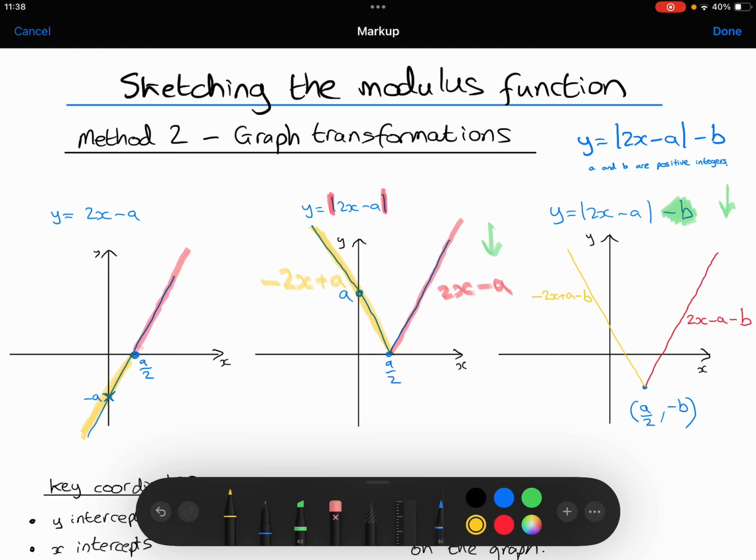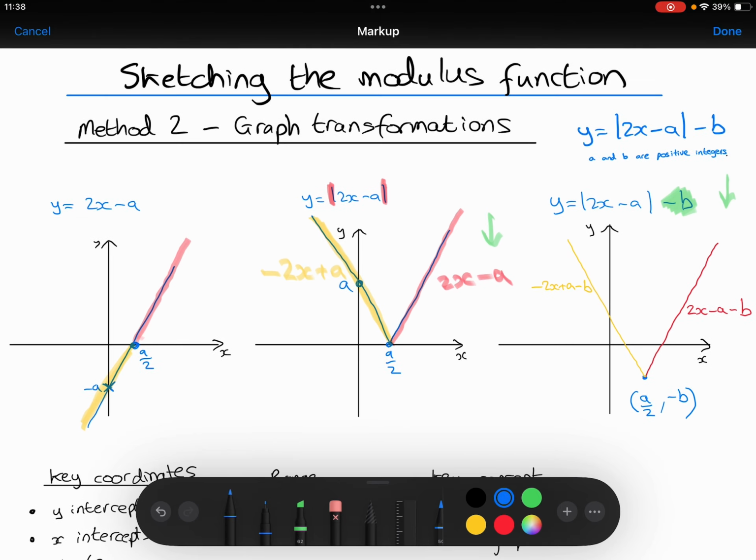As always, let's make sure that we mark on the key coordinates. So the y-intercept here. Well, previously that had y-intercept of a. We've just subtracted b from that. So that's going to be a minus b. We can also tell that by looking at this part of the equation. The y-intercept of that yellow line is a minus b.